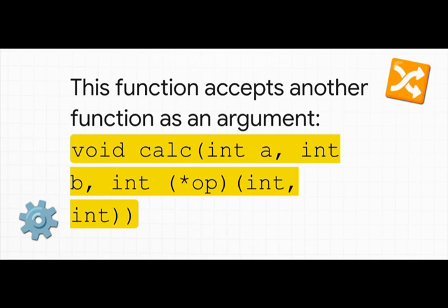So, check out the signature for our new calc function. It takes two integers, a and b, like you'd expect, but look at that third argument. It's a function pointer named op. This means our calc function has no idea what operation it's going to perform. It's totally generic. It just knows it's going to be given some function to run.